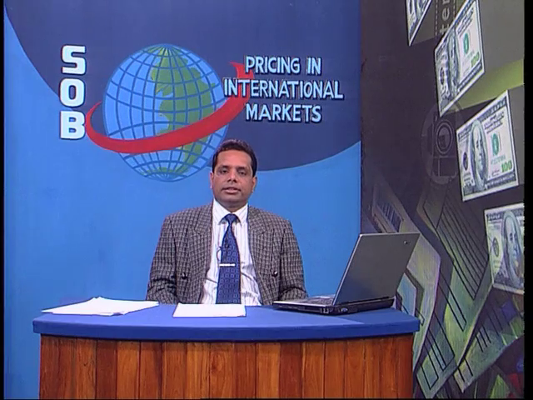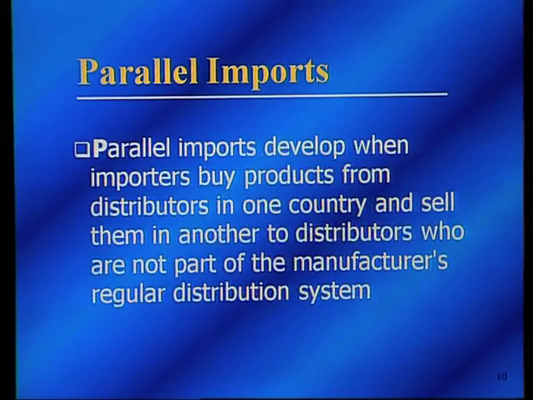Dear learners, let us talk about parallel import. Companies have to meet competition country by country and product by product. Side by side, companies have to guard against competition of their own subsidiaries. Due to price variations, a product sold in one market may be exported in another and undercut the price charged in that market. Let us see how parallel imports develop. Parallel imports develop when importers buy products from distributors in one country and sell them in another to distributors who are not part of the manufacturer's regular distribution system.